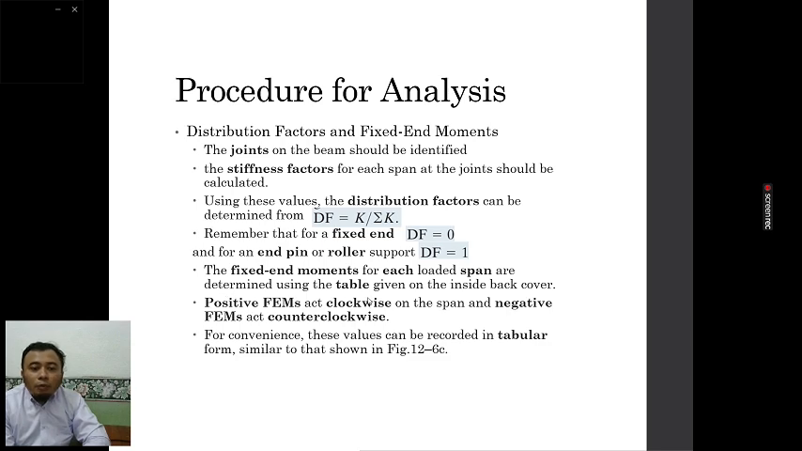These are determined from the table, and positive fixed end moments act clockwise. As we talked about in the previous video, positive is clockwise, negative is counterclockwise. It is important to be consistent about this, straight from the moment you calculate the FEM up until you sum up your moment distributed at each span. For convenience, these values can be recorded in tabular form, as we showed earlier in the previous video, similar to that shown in Figure 12-6C.